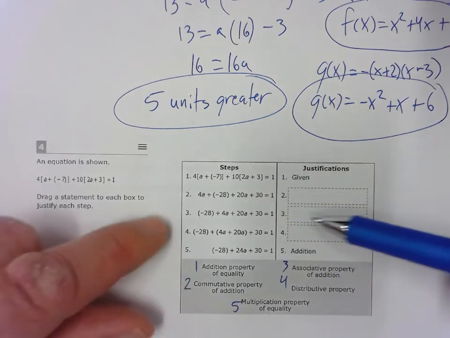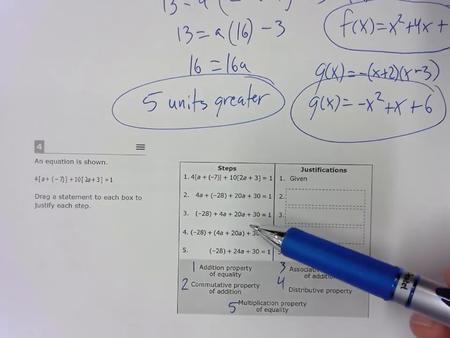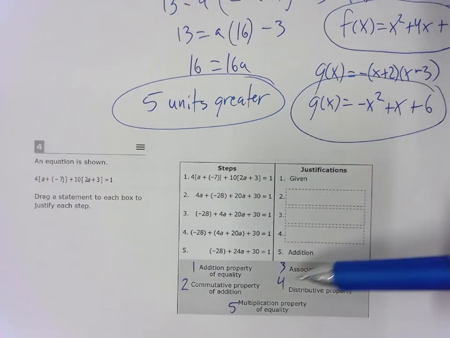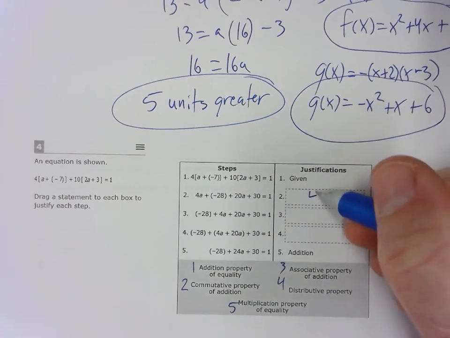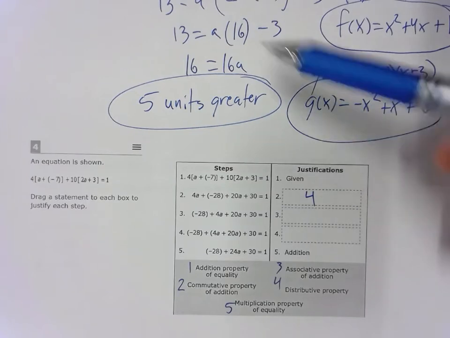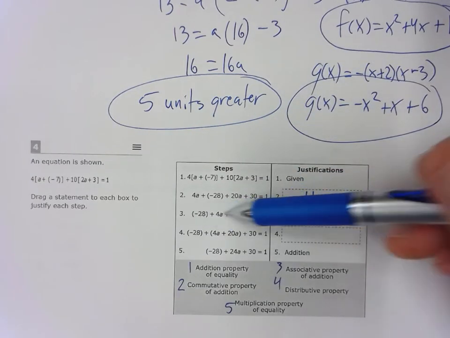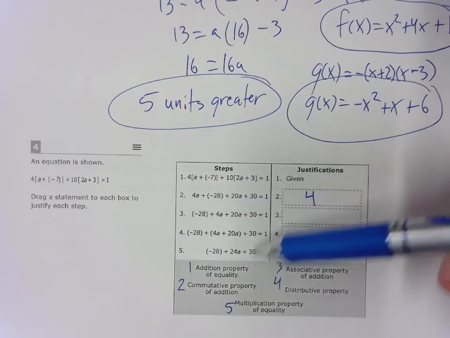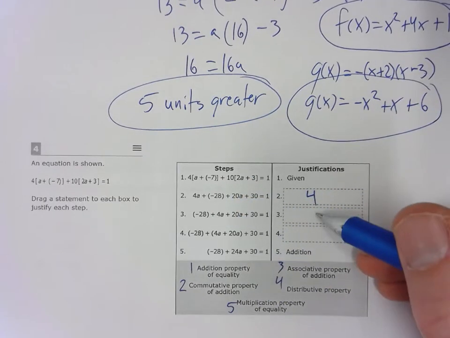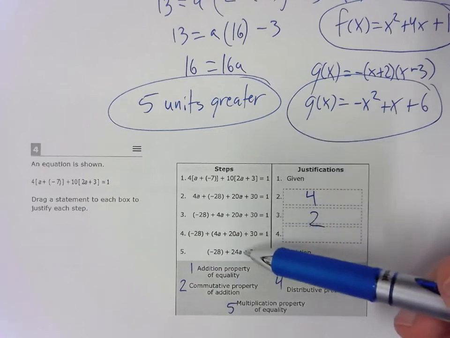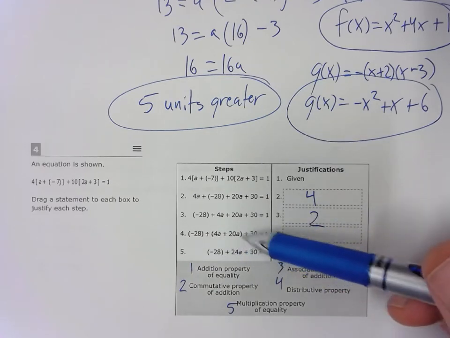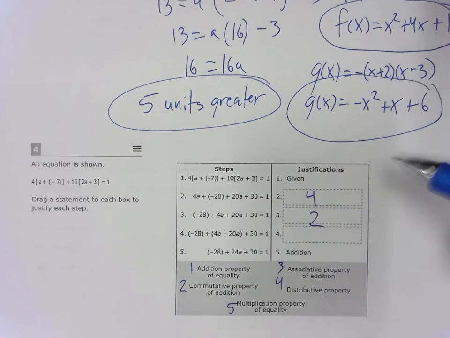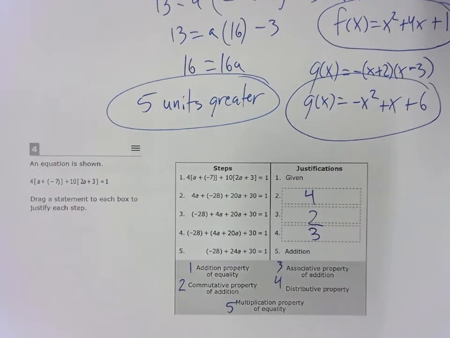So there's the given, and you're supposed to look here and see what happened. Well, it looks like they multiplied 4 through the parentheses, so that's called the distributive property. So that'd be number 4, so you'd slide that in there. Then they rearranged the order here. So you can rearrange the order of addition anytime you want to. It's called the commutative property, so that's 2. And then they put together the like terms. They associated them together. So that's the associative property of addition. So that's number 3.